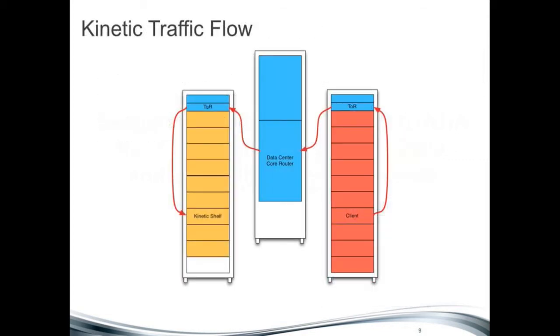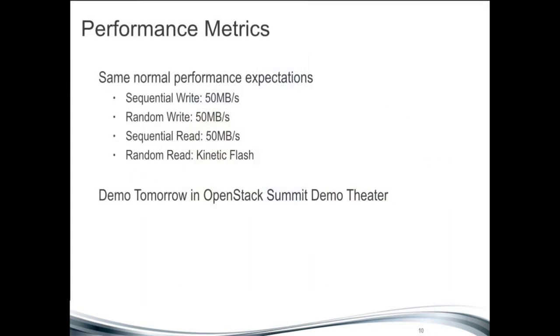So with Kinetic, the traffic flow is from the proxy across the data center routers straight to the Kinetic shelf. And in this way, there are no servers, and there's higher density, lower power, and better total cost of ownership.